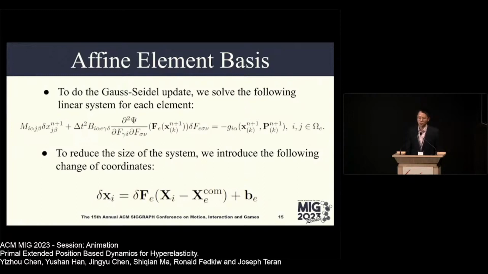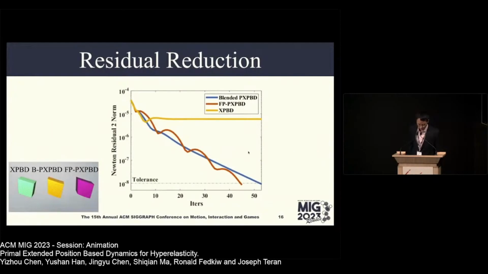You can read the paper for more details. But essentially, in the end, both the blended PXPBD and FBPXPBD have a per iteration cost very similar to that of XPBD, usually less than 5% more than XPBD. But they do achieve a better convergence rate. So let me show a plot here. This is the residual norm versus the number of iterations. As you can see, XPBD would stagnate, and both of our variations would converge to the desired tolerance.